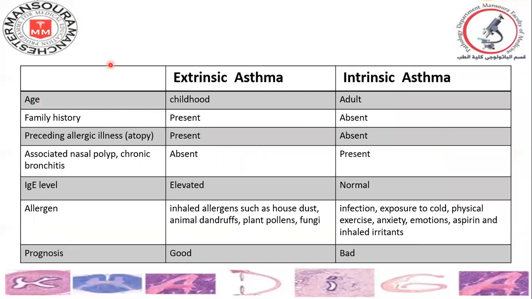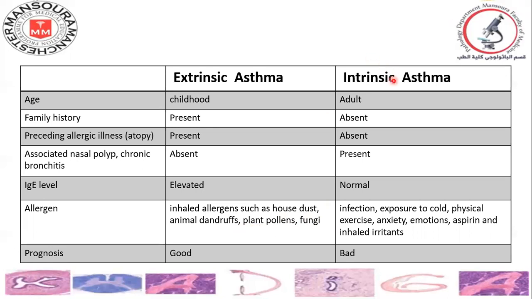So to summarize the difference between extrinsic and intrinsic asthma: extrinsic asthma is more common in children, associated with family history of allergy or atopy. There is no association with chronic bronchitis or nasal polyp, the IgE level is elevated, the prognosis is good, and the allergen is an inhaled allergen as in house dust or plant pollen.